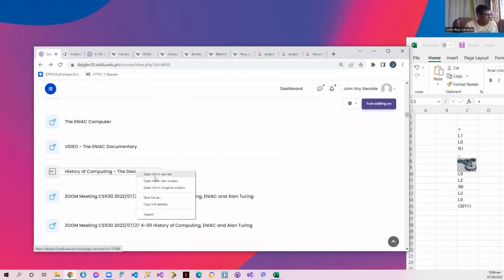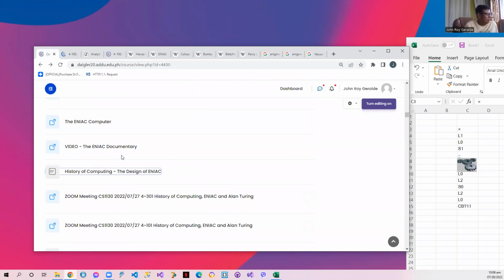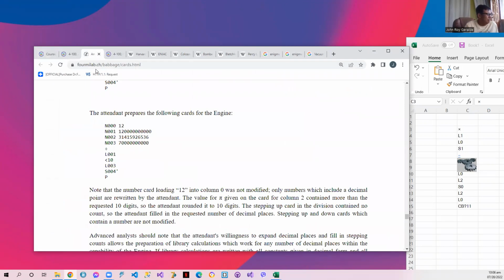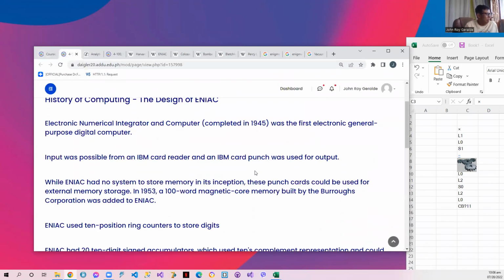This is the design of ENIAC. It's good to look at the story of ENIAC so that you will know the controversy behind it. The input of ENIAC is taken from an IBM card reader, and an IBM card puncher was used for output. So it replaced the traditional, the old Jacquard loom.